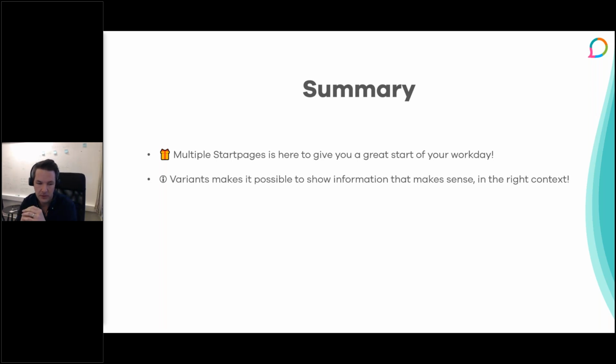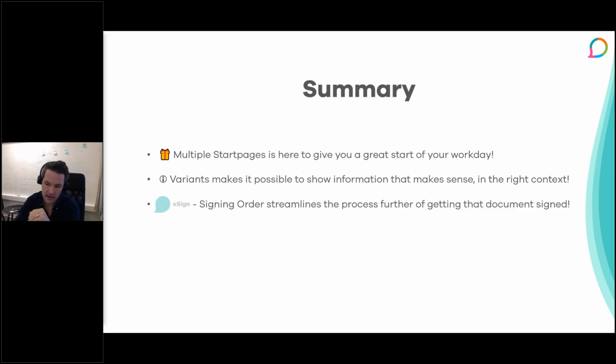Variants makes it possible to show information that makes sense in the right context, making it even easier to work in Lime CRM when creating new objects and when working with existing objects, to only show and let you focus on what's important. And last but not least, signing order streamlines the process further of getting that document signed, not sending unnecessary signings to people that are not supposed to sign the document.